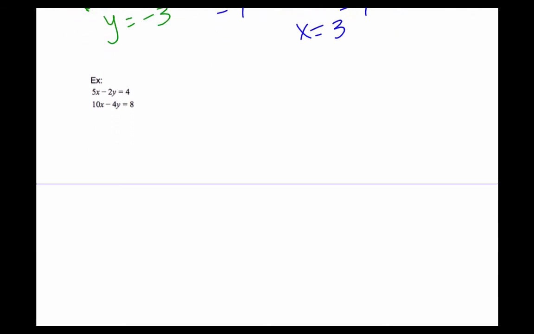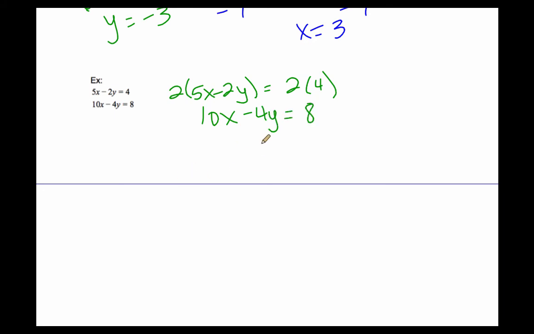All right, last one. 5x minus 2y equals 4, 10x minus 4y equals 8. Okay, I don't see anything lining up. So can I multiply by something? Well, sure, it looks like if I multiply the top by 2, then this will be the same. Okay, so that's what I'm going to do. I'm just going to multiply by 2. So 2 times 5x minus 2y equals 2 times 4. So 10x minus 4y equals 8.